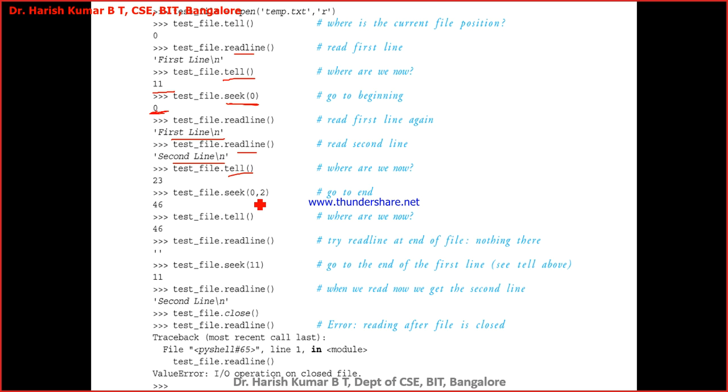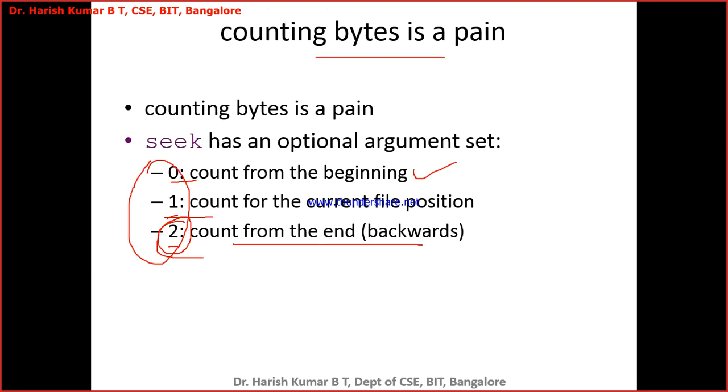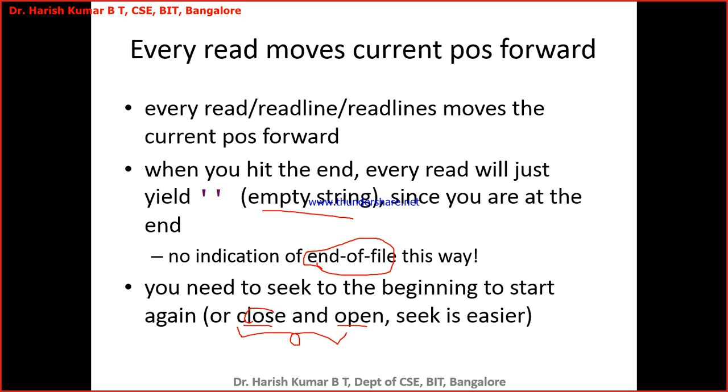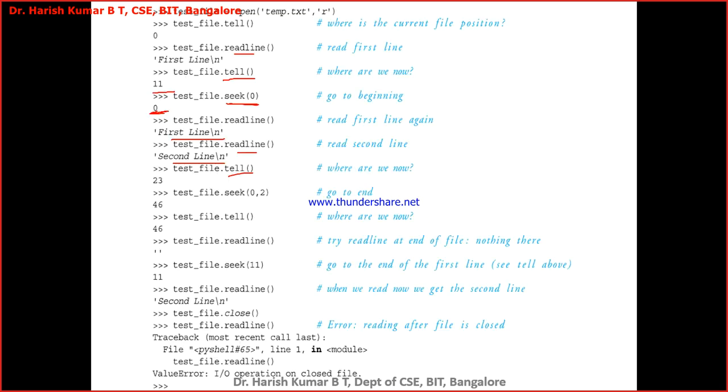Now I have given seek 0, 2. What will this do? A position of 2 means what here? Okay, count from the end of the file. So I have written 0, 2.